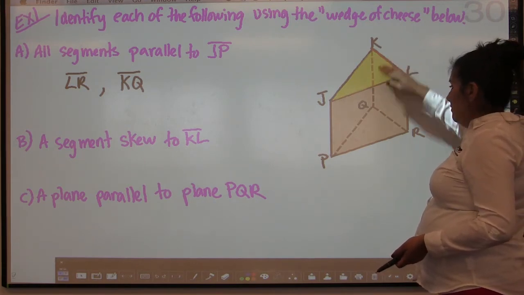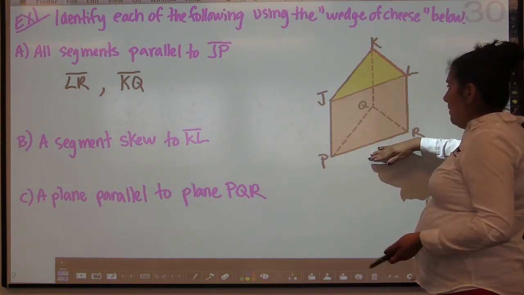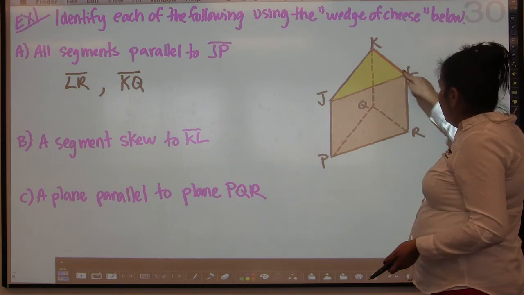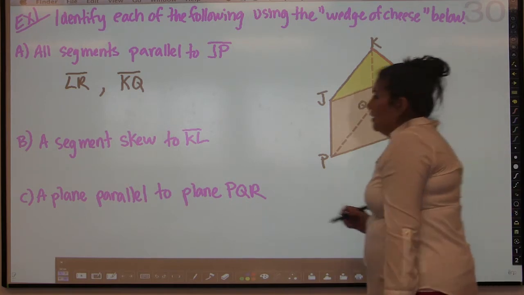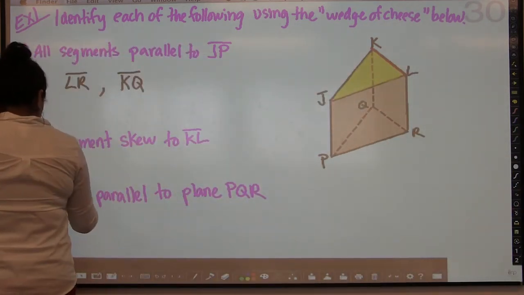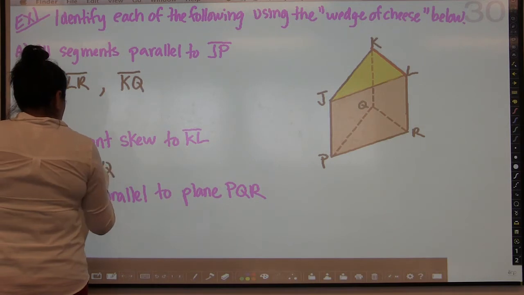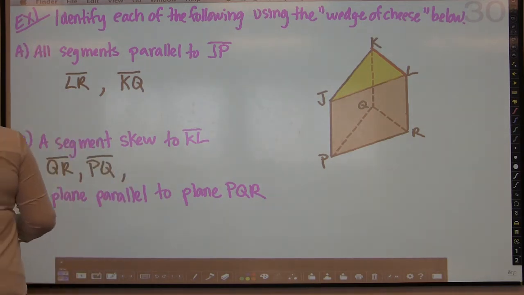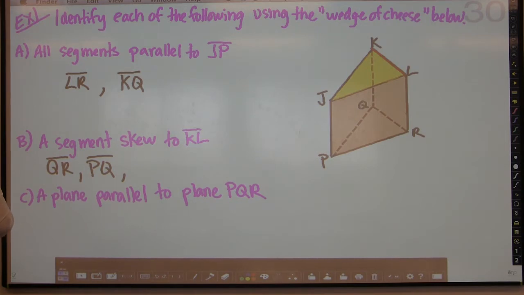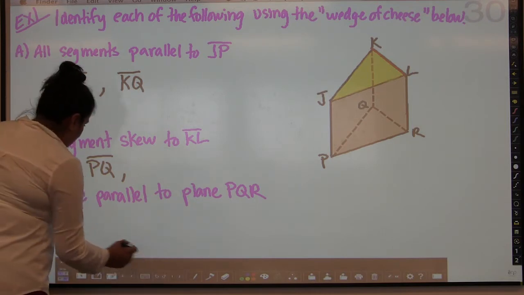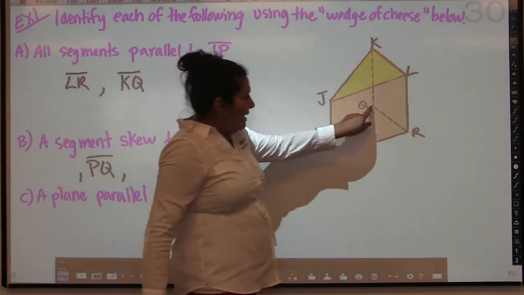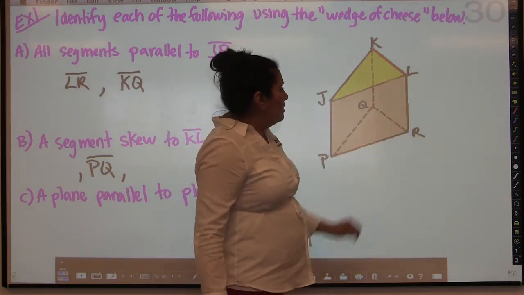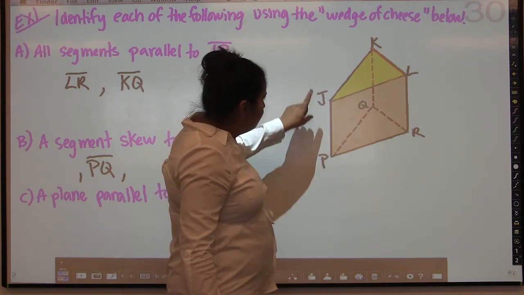So any plane on the bottom would be skew or parallel to the top plane. So skew to KL, any line that's in the bottom plane will be skew to KL. So QR and PQ. Oh wait, QR does not work. Actually, sorry, my bad. Let's erase QR. QR does not work, and I will tell you why. QR is on the same plane as KL because it's on the back side. So QR doesn't work, but we do have PQ.